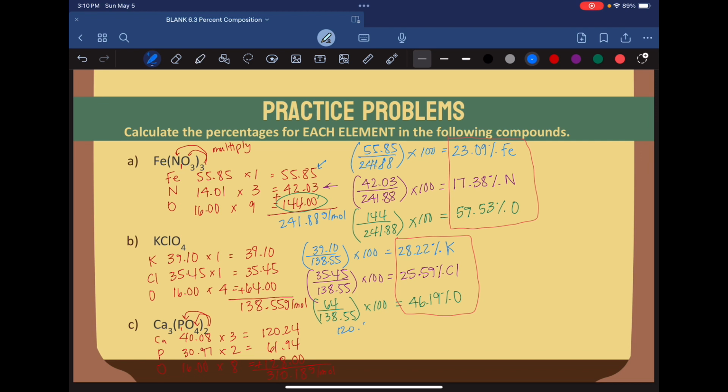Calcium is going to be 120.24 divided by 310.18 times 100. Calcium's going to round to 38.76%. And then phosphorus is 61.94 divided by 310.18 times 100. That's about 19.97% phosphorus. And I have to do oxygen all the way over here, so I have 128 divided by 310.18 times 100. And that's 41.27% oxygen. So this, wow, that looks really weird, is the percentages of each element in this wonderful compound.